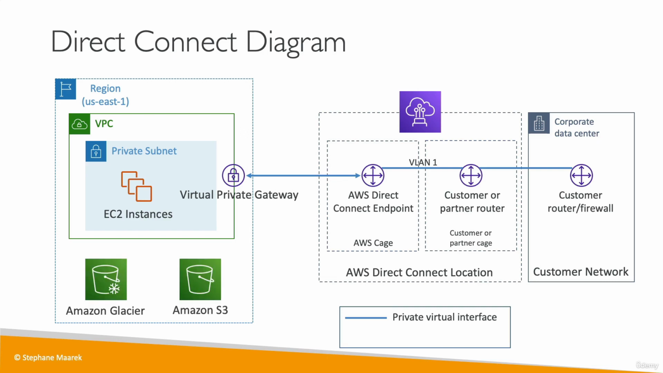The alternative is to connect to public services within AWS, such as Amazon Glacier or Amazon S3. And for this, you're going to set up a public virtual interface or public VIF. And so it goes through the same path, but it doesn't connect into a virtual private gateway. It connects directly into AWS.